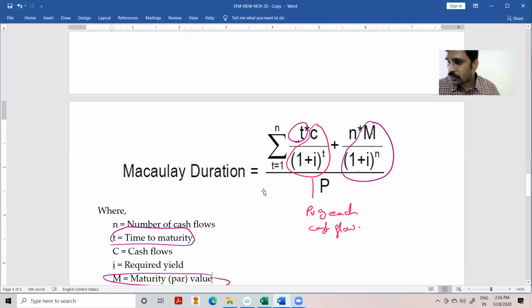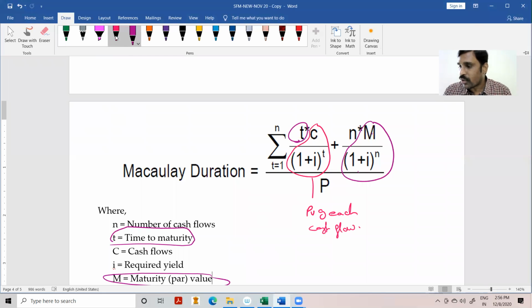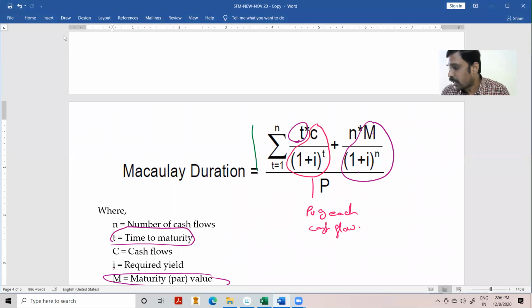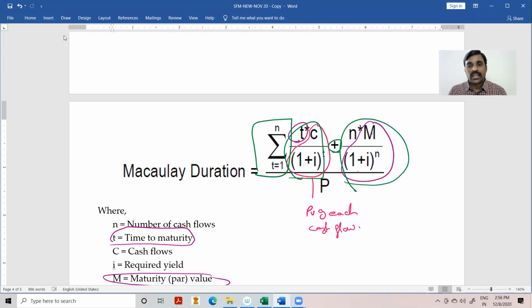Now, here also, if you focus, what we are doing is first summing up this point. For that we are adding it again. That means, simply speaking, we are adding every time weighted present value.